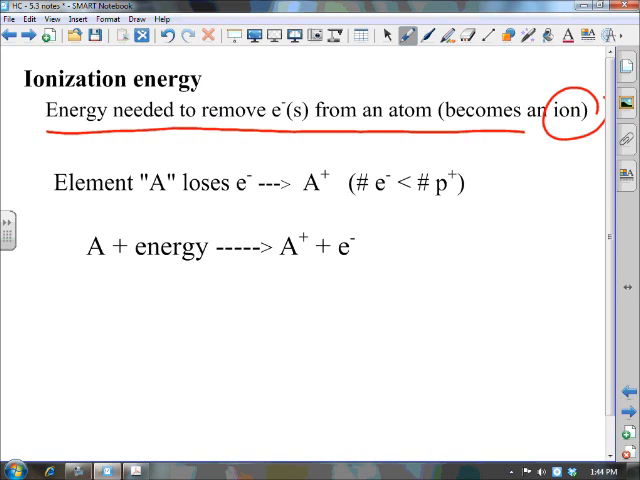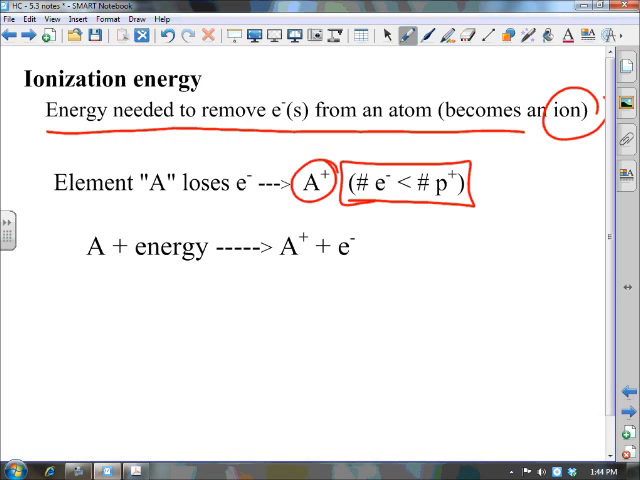So if element A loses an electron, it becomes an A with a plus charge. Now, what does that mean? Well, we say it in terms of electrons. That means we now have fewer electrons than we do protons.